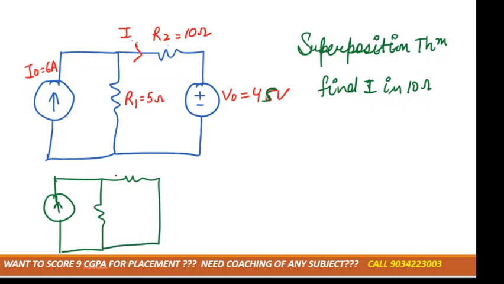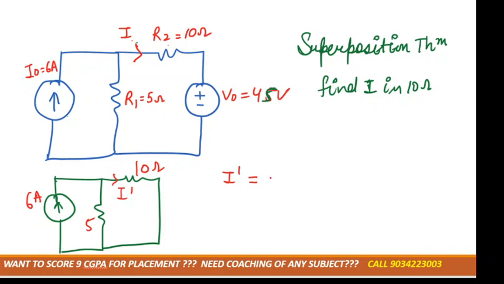This time this I is flowing, and this time we'll mark it as I dash. So this is 6 ampere, this is 5 ohm, and this is 10 ohm, right? Now you can simply apply the current division rule for the calculation of I dash. You know now what is the current division rule?